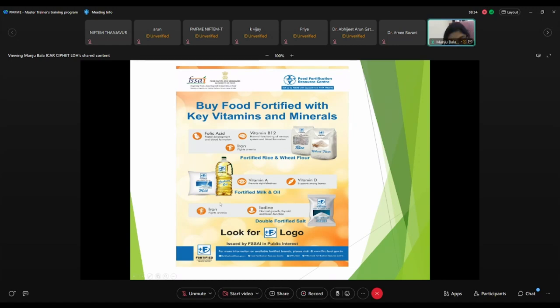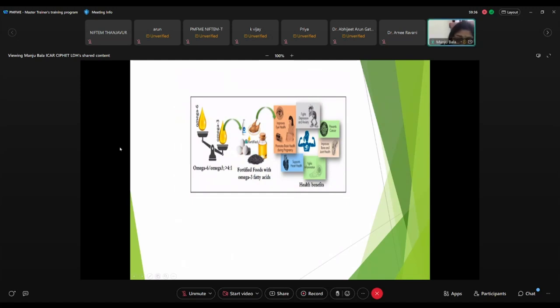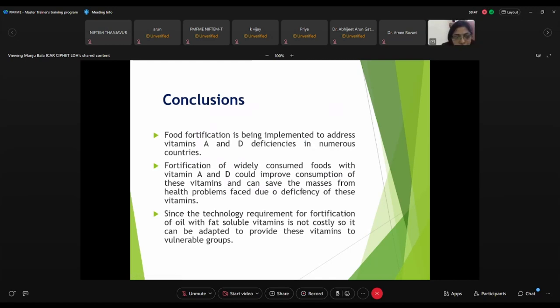By fortification, we can also balance omega-6 and omega-3 and give health benefits to the public. So, to conclude, food fortification is being implemented to address vitamin deficiencies in numerous countries, and India is now doing the same. Fortification of widely consumed food with vitamin A and D could improve consumption of these vitamins and save the masses from health problems faced due to deficiency.